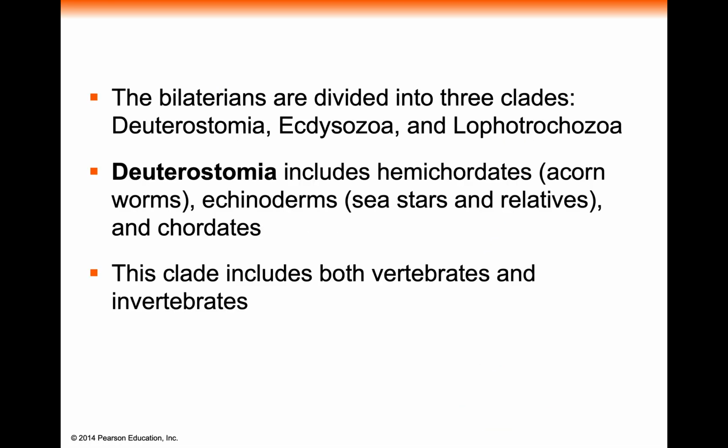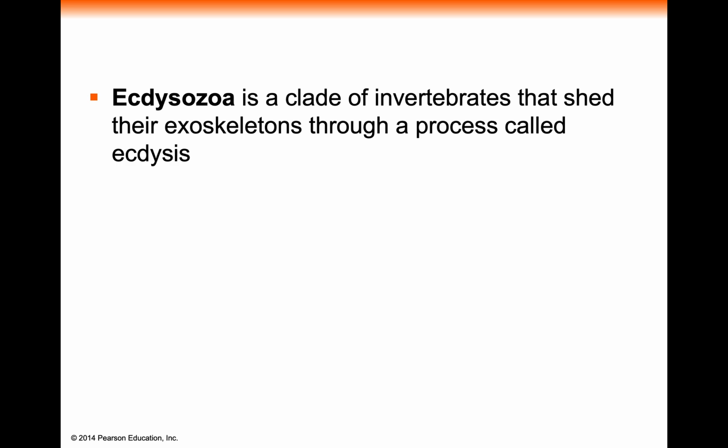All right, so bilateralians are divided into 3 clades: deuterostomes, ecdysozoa, and lophotrochozoa. Deuterostoma includes hemichordates, which are called acorn worms. I'm not going to spend any time really talking about those guys. Echinoderms, which are sea stars, sea urchins, those relatives, and then the chordates. The clade includes both vertebrates and invertebrates for deuterostomia.